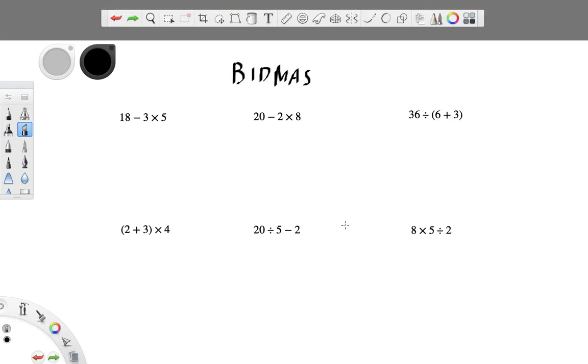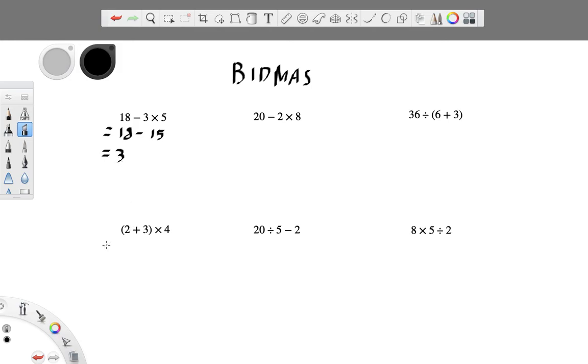Okay, so now we have a series of questions that we can work through. So the first of which is 18 minus 3 times 5. So again, we work through BIDMAS. There's not a bracket, there's no indices, there's no division, there's a multiplication. So we'll do the multiplication first. So 3 times 5 is 15. The 18 and this subtraction here stays as it is, because we don't do anything with it. Then after multiplication, we move to addition. We haven't got anything to add here. And then the last thing is subtraction, and there is a subtraction here. So 18 minus 15, which is 3.